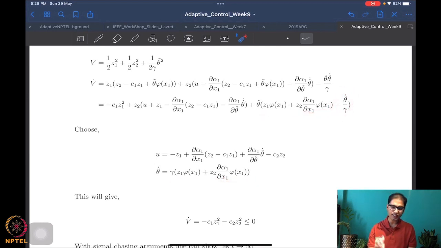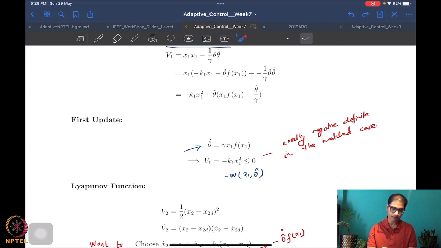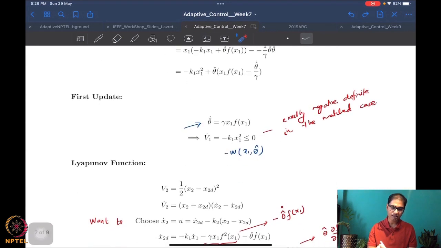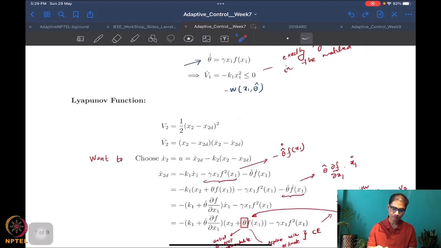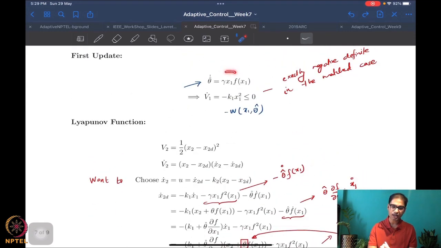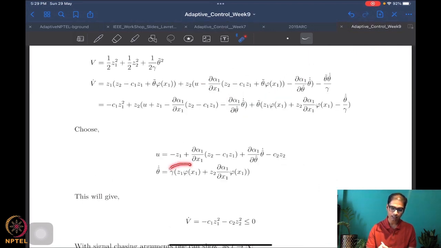Now, if you look at this very carefully, this term has two terms in it. Earlier, you had two separate estimates. And the first estimate contained gamma x1 fx1. As the first update law had gamma x1 fx1, notice. And that's here, gamma x1 fx1, just in different notation.